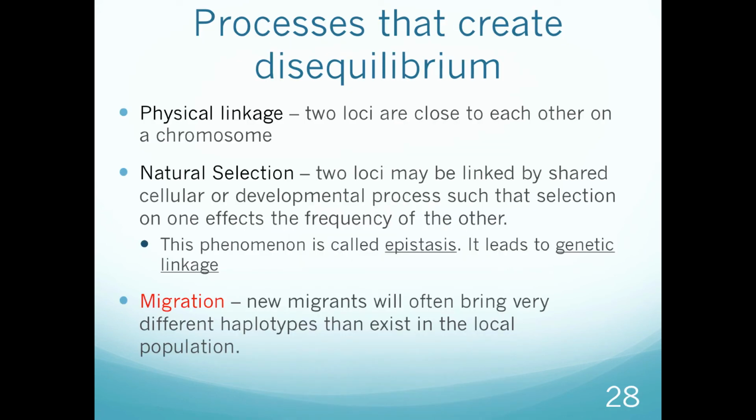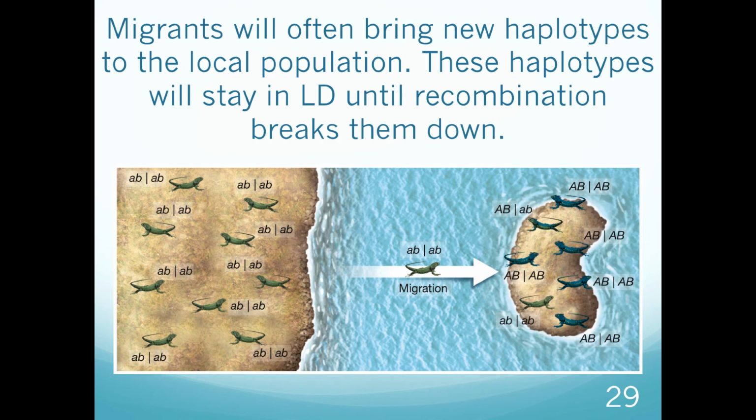And finally, migration can have an effect on linkage disequilibrium. So if you have one population of lizards here that is fixed for big A, big B haplotype, and you have another population of lizards that is fixed for little a, little b, if you have migration from the mainland to the island, and you bring in this little a, little b haplotype, the descendants of this individual will tend to have little a, little b in their genotype, and little a and little b will stay associated with each other for some time after the migration event. However, recombination will eventually break them down.